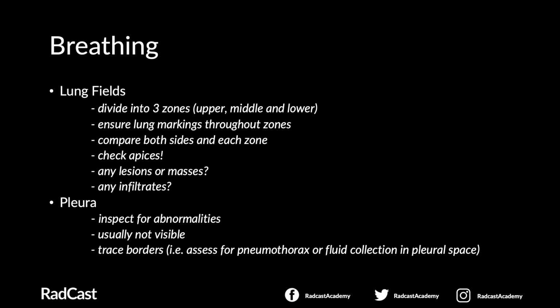Check the apices or the top of the lung fields. Are there any lesions or masses we can see in the lung fields? Are there any infiltrates? Secondly, we're going to be assessing the pleura. We're going to be looking for any abnormalities, because usually they're not visible in our normal film. We're also going to trace borders as we did in the previous example, assessing for a pneumothorax or fluid collection in the pleural space.